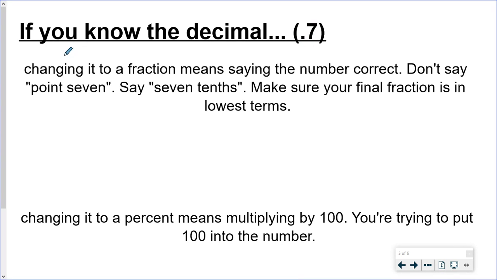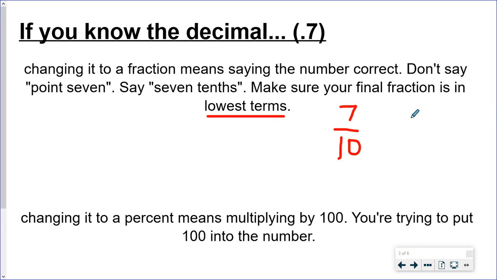If you know the decimal, changing it into a fraction, what I would do is actually just say the number correctly. So what I don't want you to say is, well, that's 0.7. That's not going to help you. You need to say the actual value, which would be 7/10. When you say it 7/10, you should hear the fraction, 7 over 10. The one thing you do have to make sure, though, class, is you have to make sure your final fraction is in lowest terms. It just so happens that 7/10 is in lowest terms.